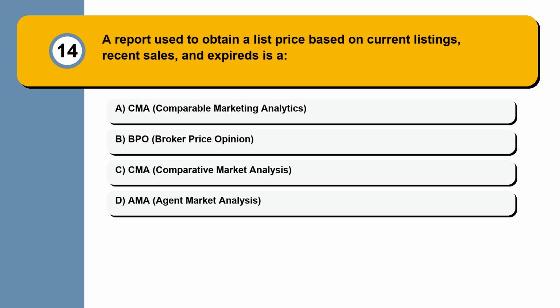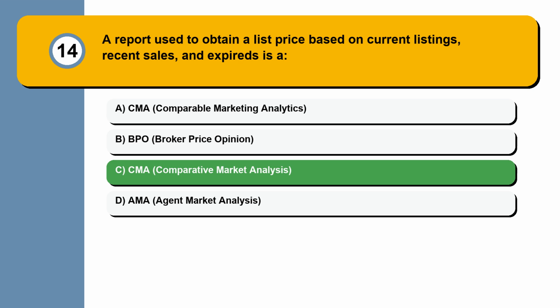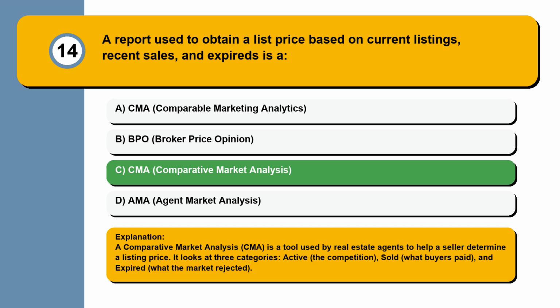Question 14. A report used to obtain a list price based on current listings, recent sales, and expireds is a CMA, Comparable Marketing Analytics, BPO, Broker Price Opinion, CMA, Comparative Market Analysis, AMA, Agent Market Analysis. A comparative market analysis, CMA, is a tool used by real estate agents to help a seller determine a listing price. It looks at three categories: active, the competition, sold, what buyers paid, and expired, what the market rejected.